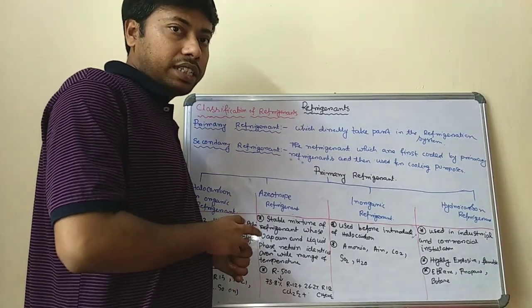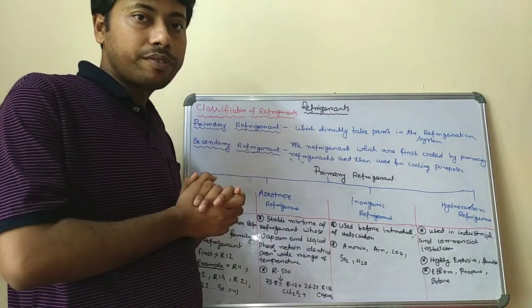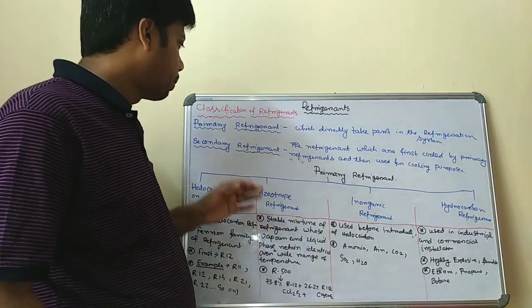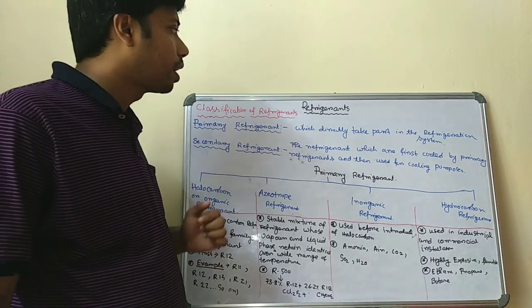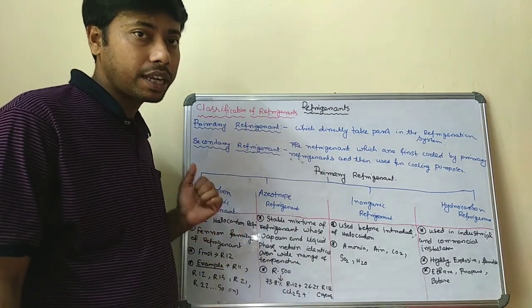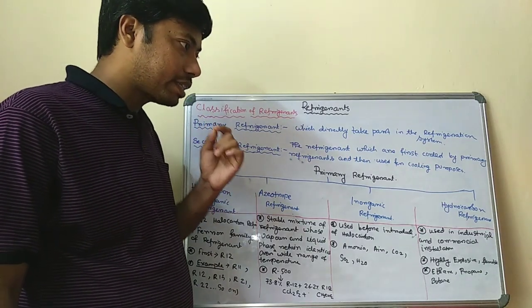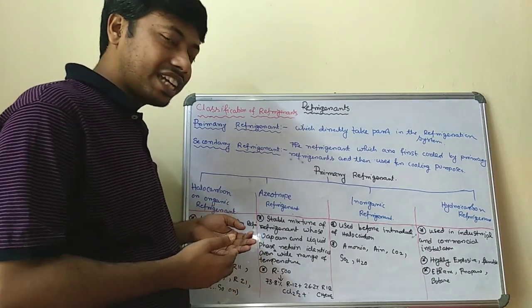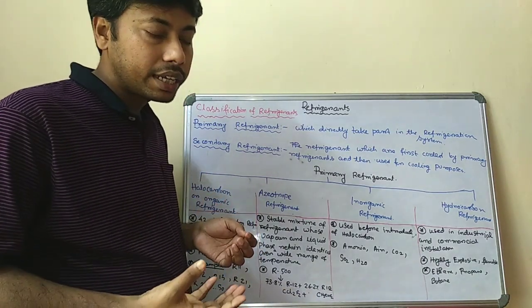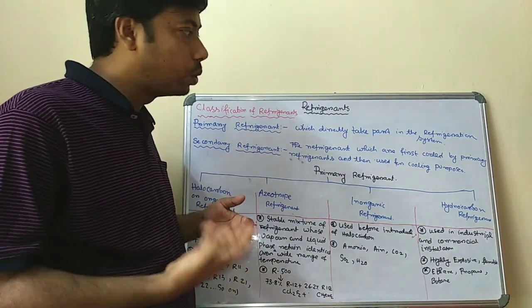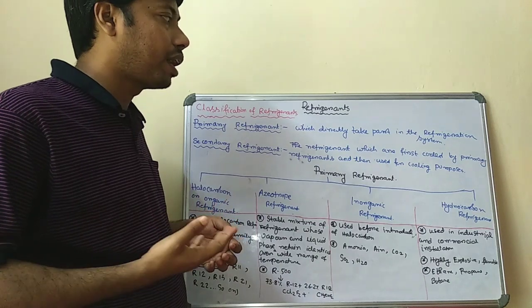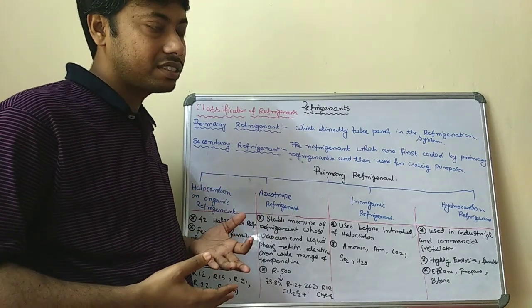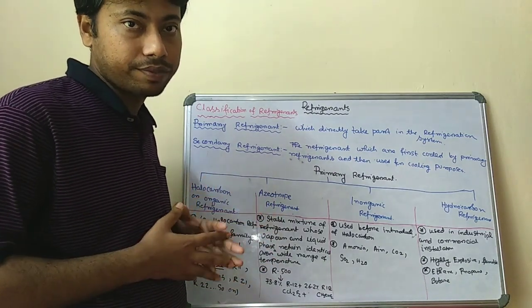So these are refrigerants, and this is the classification of refrigerant. As you know, there are two types of refrigerant: one is primary refrigerant and another is secondary refrigerant. As the name suggests, the primary refrigerant is one which directly takes part in cooling, in the refrigeration system. So its main function is to take part in the refrigeration system directly. That's what is called primary refrigerant.